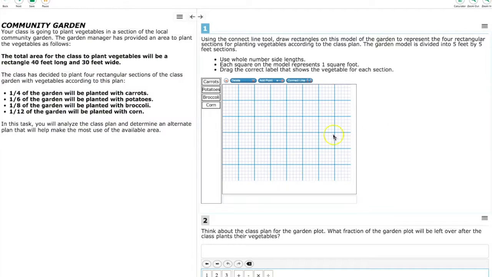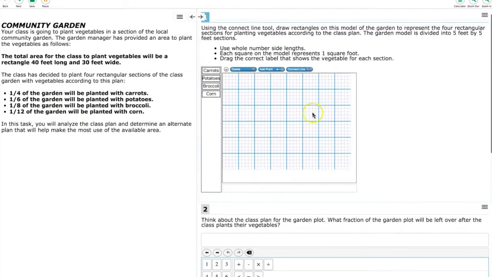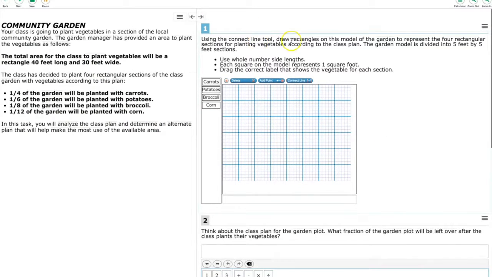So over here, where you're going to be doing your work, using the Connect Line tool, draw rectangles on this model of the garden to represent the 4 rectangular sections for planting vegetables, according to the class plan. The garden model is divided into 5 feet by 5 feet sections. Okay, so use whole number side lengths. Each square on the model represents 1 square foot. Drag the correct label that shows the vegetable for each section.